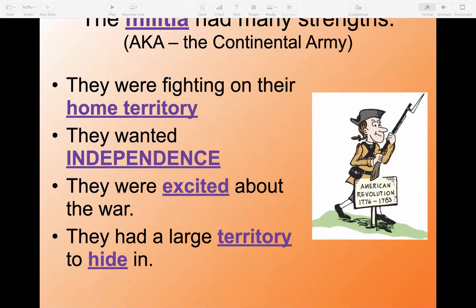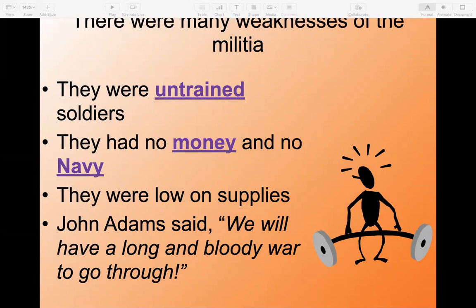And the militia had many strengths, aka the Continental Army. They were fighting on their home territory. They wanted independence. They were excited about the war, and they had a large territory to hide in. There are many weaknesses of the militia. They were untrained soldiers. They had no money and no navy. They were low on supplies.